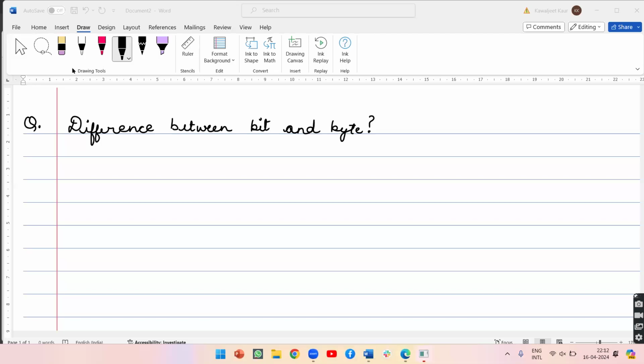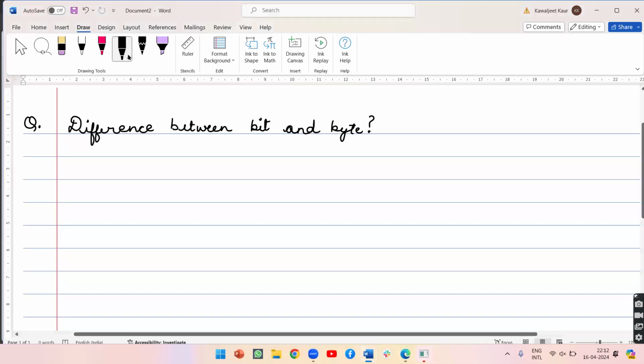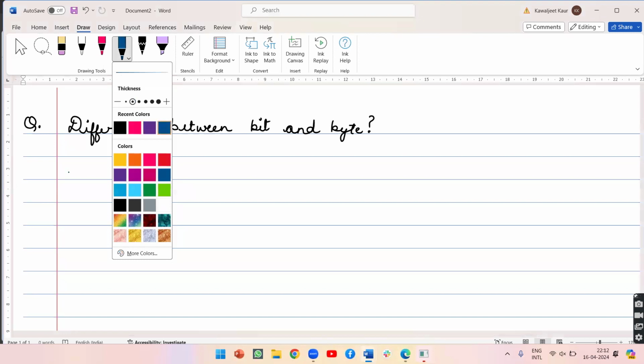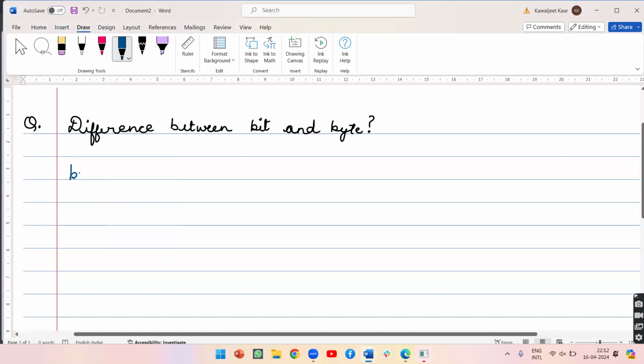In today's session, we are going to learn about the difference between two important aspects. That is the mostly asked question, that is the difference between bit and byte. So it's very easy to answer. Let us try to understand how to answer this question. So we are going to understand what is a bit.